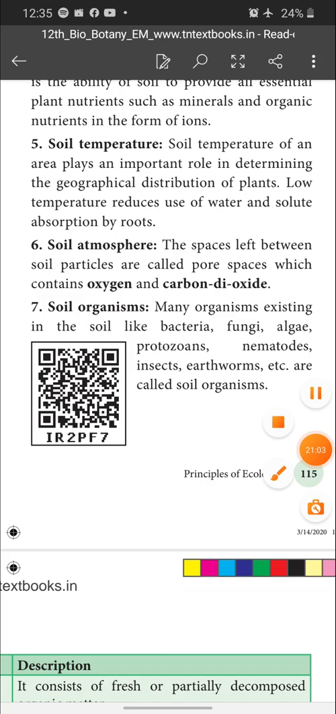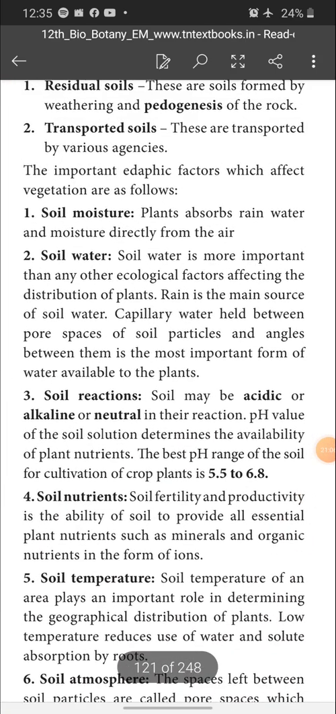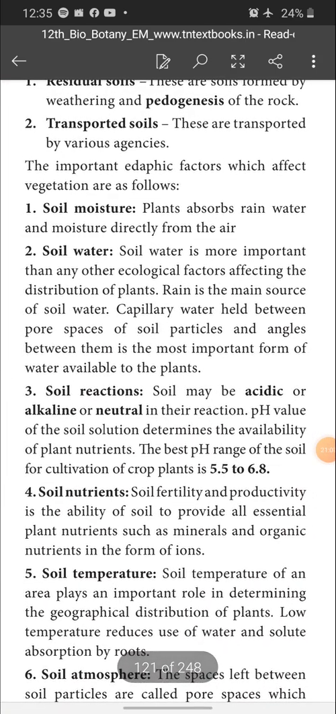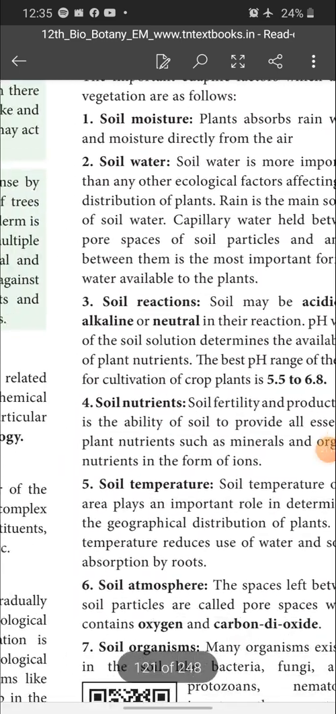So, this is one 5-mark question, children. Write some of the abiotic factors which affect the vegetation of the plant.